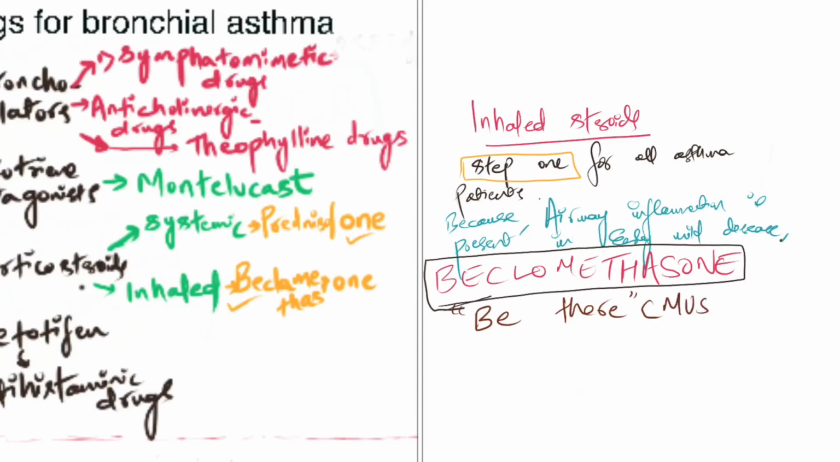So the mnemonic is: be there, must. It has to be there. From BE it's Beclo, me, and from TH it is Tazone, dear. And this is also very much safe in pregnancy.